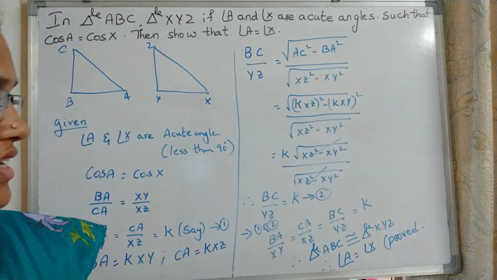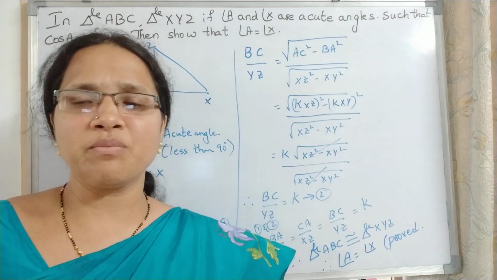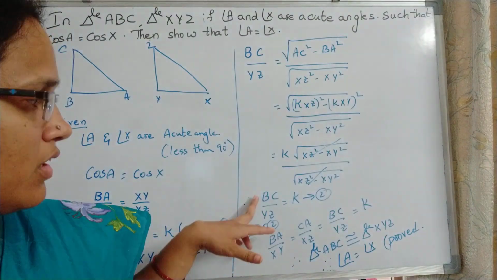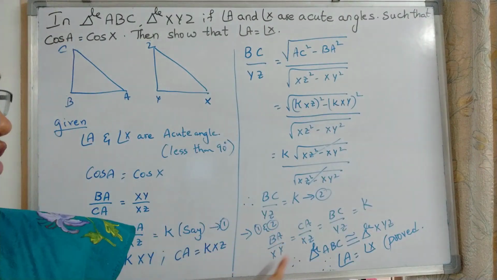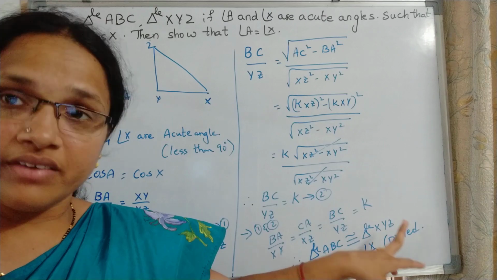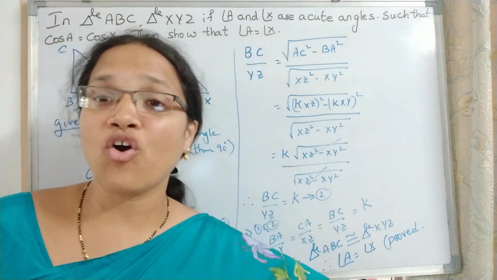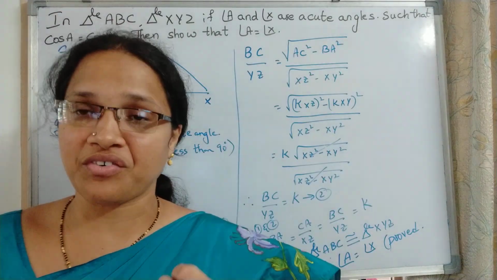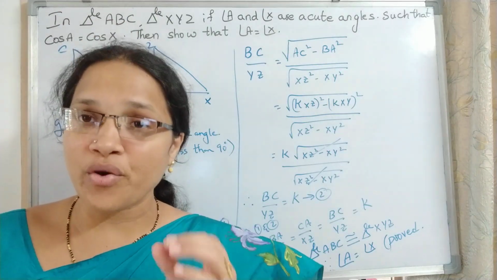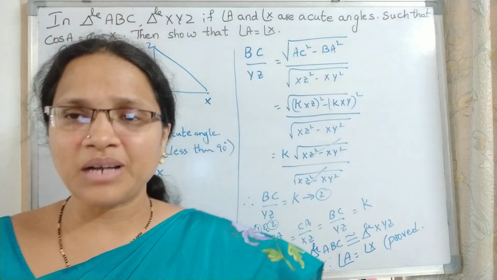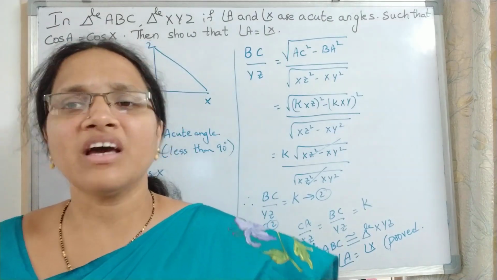Yes or no? Yes, sir. You have learnt all these in the postulates. Yes or no? Yes, sir. So BC by YZ equal to k. Therefore, all the three sides of the triangle are equal. That means they are equal to the constant. Therefore, if the three sides are equal, according to the congruence rule of a triangle, if the three sides are equal, that means both the triangles are congruent. That means all the other parts, other angles, everything are equal.